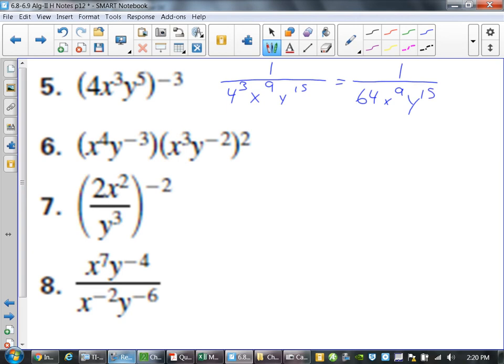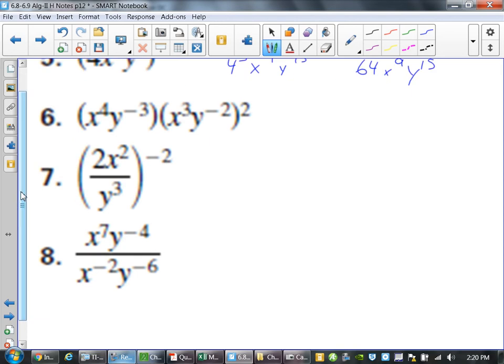When you do the next one, you cannot multiply the things together yet until you distribute the squared in the second parenthesis. So you have to rewrite this one out. You're going to get x to the 4th, y to the negative 3, x to the 6th, y to the negative 4. Which means the y's aren't happy. So you send those down, and you combine everything. You wind up with x to the 10th, y to the 7th.